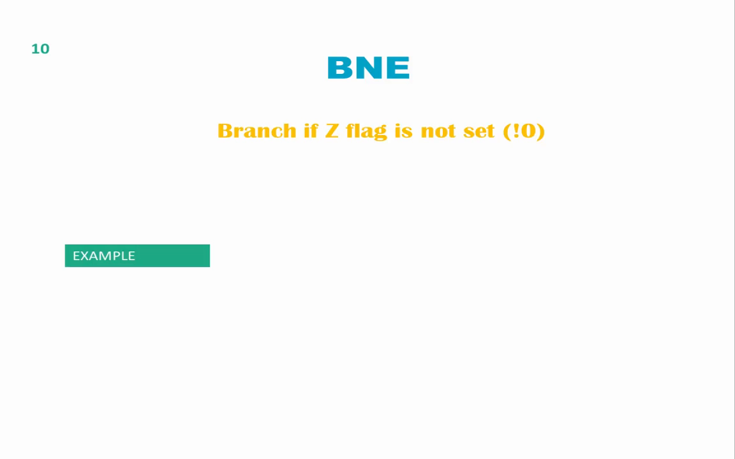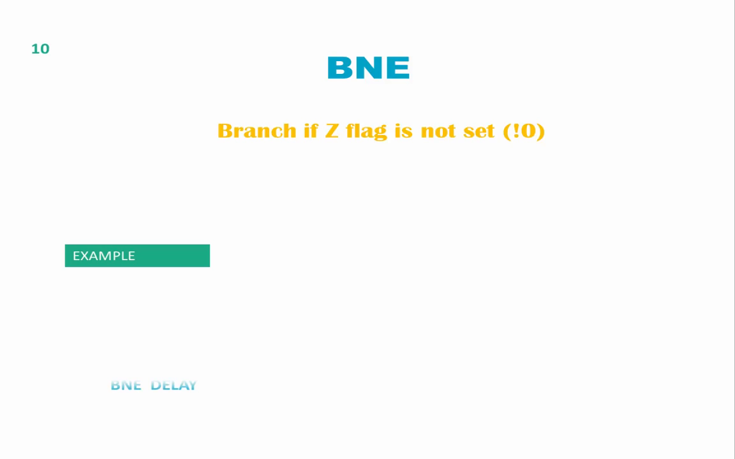I trust you. We have the BNE, and the BNE is branch if Z flag is not set, meaning it's not 0. And you know the Z flag is the 0 flag. So if the 0 flag is not set, branch, which means you can think of this as the opposite of the BEQ. The BEQ said branch if it's equal to 0, and the BNE says branch if it's not 0. Exclamation sign in programming implies not. So if you see exclamation 0, meaning not 0, branch if not 0. So that's the opposite of the BEQ.